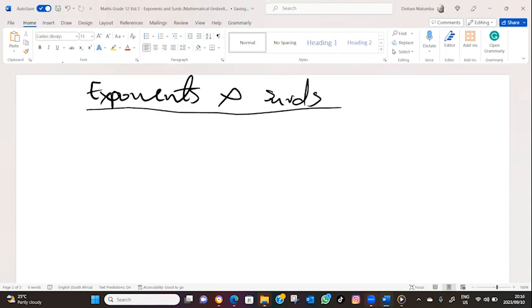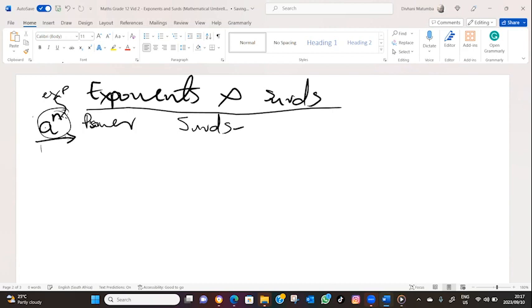Now, what are exponents? Exponents are expressed in this form, whereby this is a base and this is the exponent. This whole thing is called a power. All right, now this is the exponent.